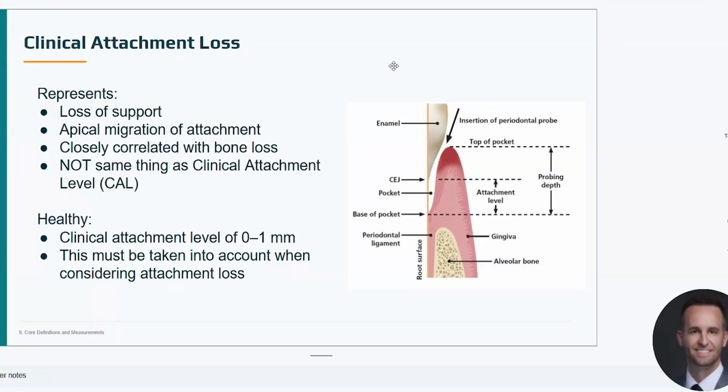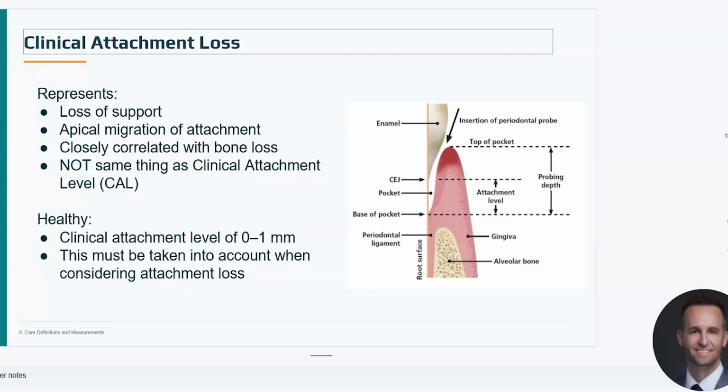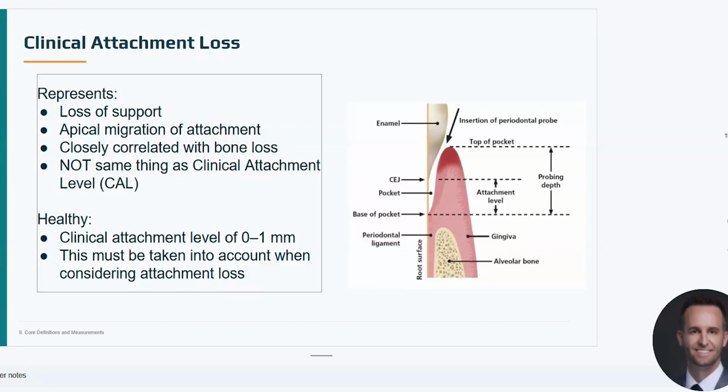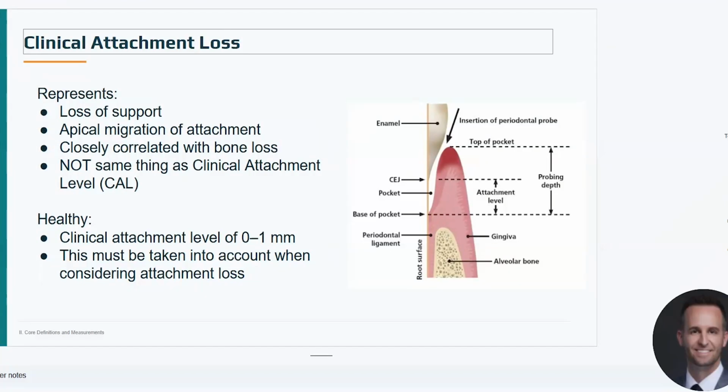Now, clinical attachment loss. This is confusing because you could shorten both of these into an acronym of CAL, and now you're confused because it's the same, clinical attachment level, clinical attachment loss, but these are two different values. The acronym CAL represents clinical attachment level. That is not the same acronym for clinical attachment loss.